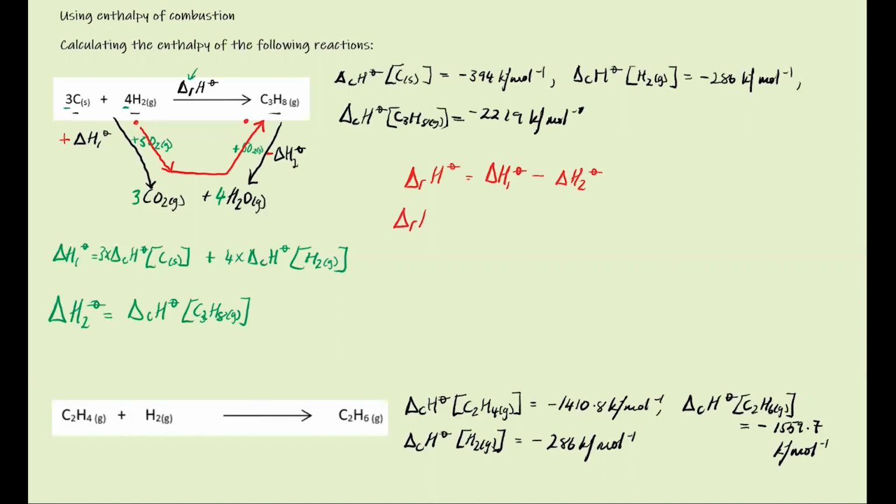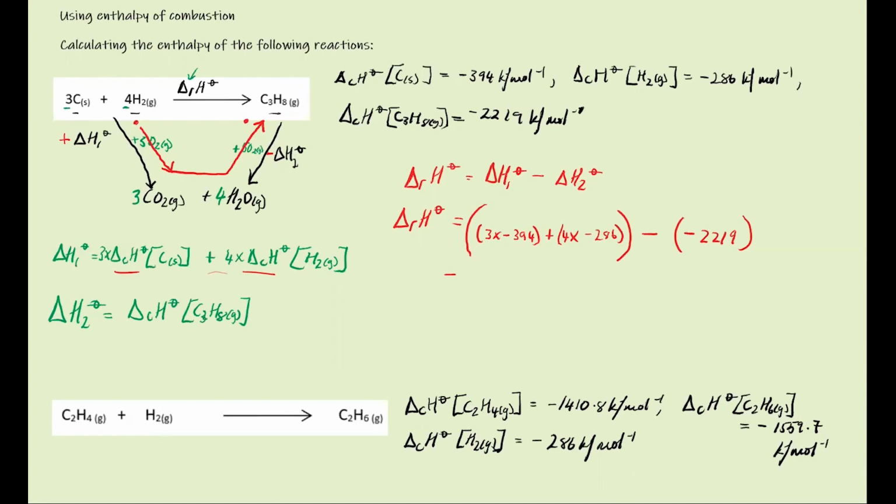So delta H1 is equal to this lot over here. So let's open up a big bracket. So 3 times minus 394 plus 4 lots of, let's keep those brackets in there, minus 286. Close those. I want to work this out first. I'm going to show the examiner what I'm doing. Minus my delta H2, which is just quite simply minus 2219. Again, keep all the signs in there, very important.